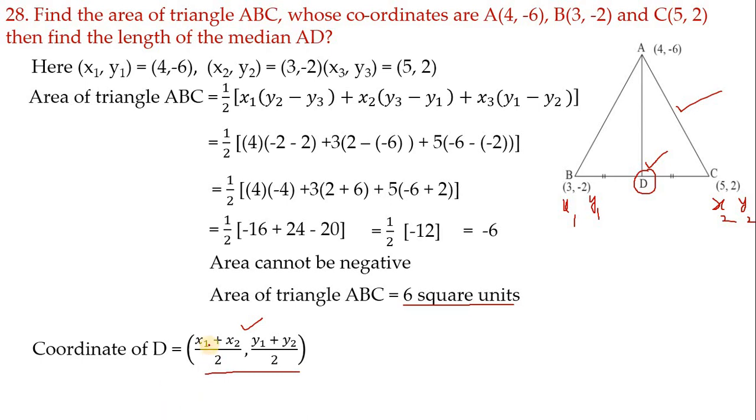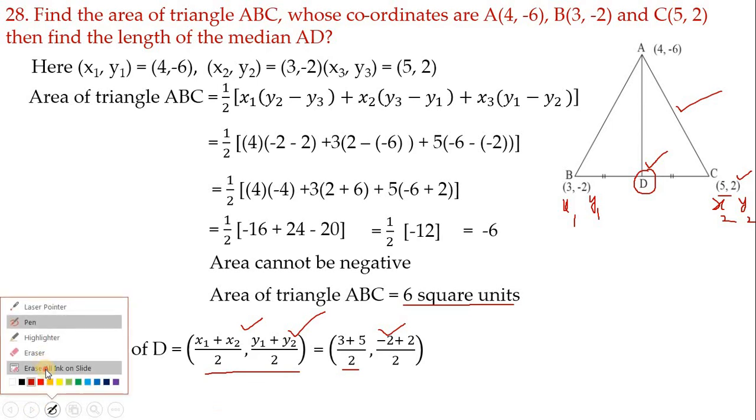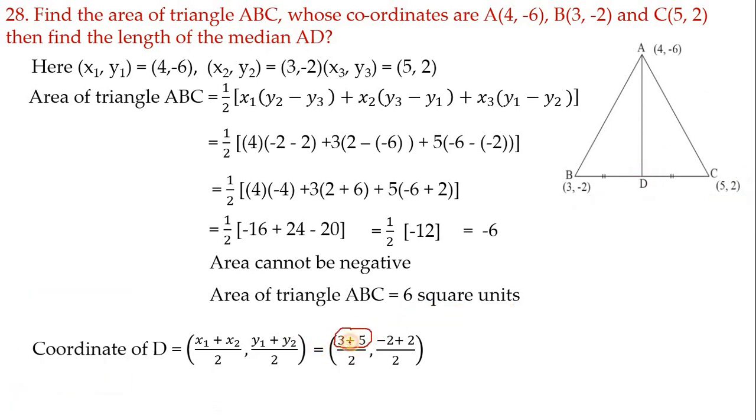Now x1 is how much? Look here, x1 is 3 and x2 is how much? 5. We have substituted 5. Next in the denominator 2 is as it is, and this is the place of y1. So y1 is how much? Minus 2. And y2 is how much? y2 is 2. Now simplify those, children. So 3 plus 5 is 8, we get 8 by 2, and here minus 2 and plus 2 will get cancelled and we get 0 by 2. Here we can cancel the 2 and 4. So 0 by 2 means 0 only we get. So hence (4, 0) are the coordinates of D.